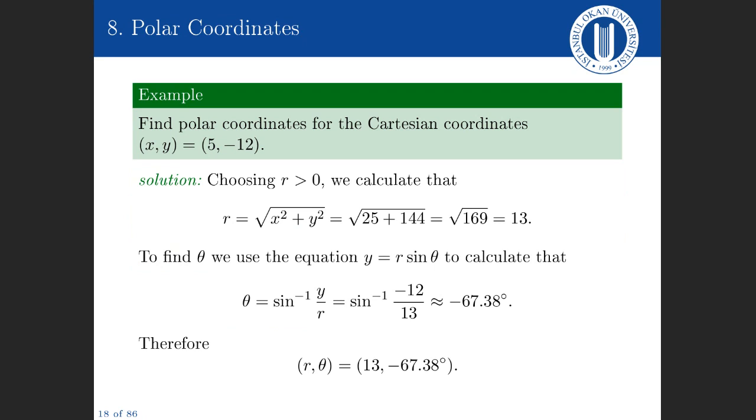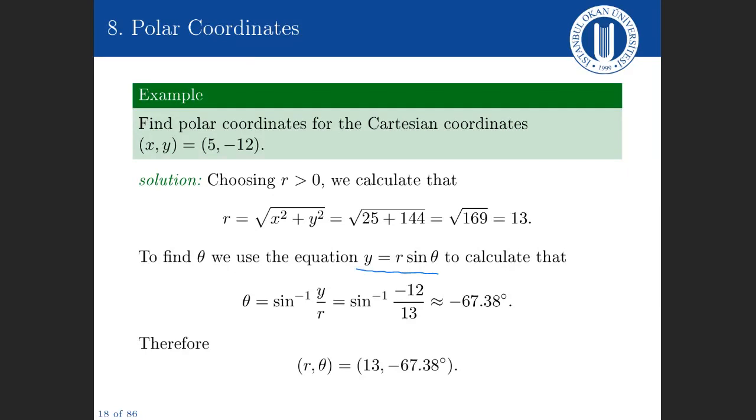Let's go the other way. I'm saying we have a point with Cartesian coordinates 5, minus 12, and I want to find polar coordinates. There's many possible answers to this because there's infinitely many polar coordinates for a point. We just need to find one set of polar coordinates. We could use a positive r or a negative r. I'm choosing to use a positive r. That seems easier to me. And then I'm calculating that r is the square root of x squared plus y squared, and that turns out to be 13. Then I need to find the angle.